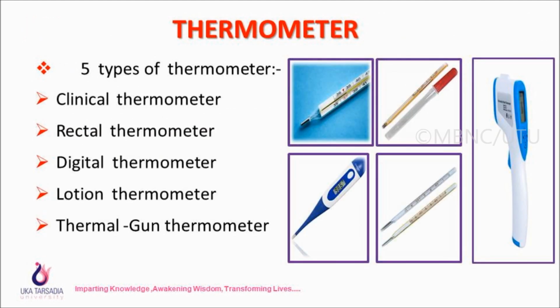Thermometer. There are 5 types of thermometer. First, clinical thermometer. Second, rectal thermometer. Third, digital thermometer. Fourth, lotion thermometer. Fifth, thermal gun thermometer.